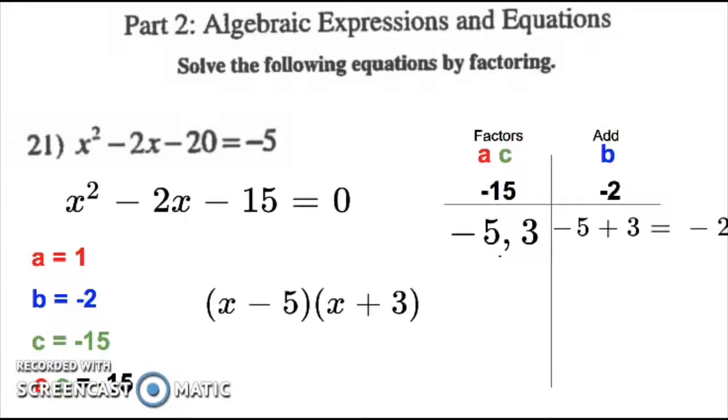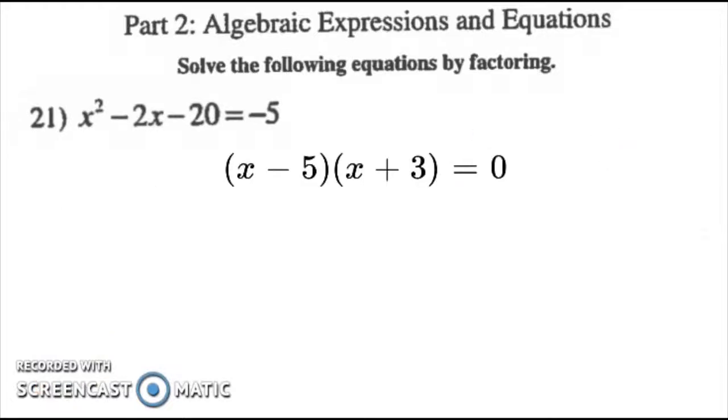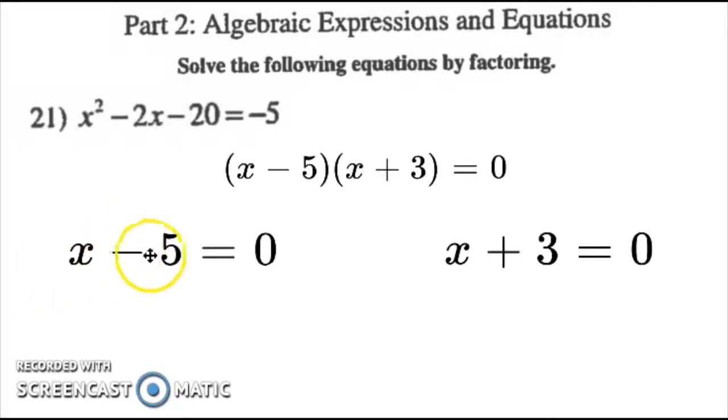So now I'll have x minus 5 times x plus 3, which is still set equal to 0. So set both of these factors equal to 0, meaning that x minus 5 equals 0, x plus 3 equals 0, and solve for x by adding 5 here, subtracting 3 here. I'll have x equals 5 and x equals negative 3 for number 21.